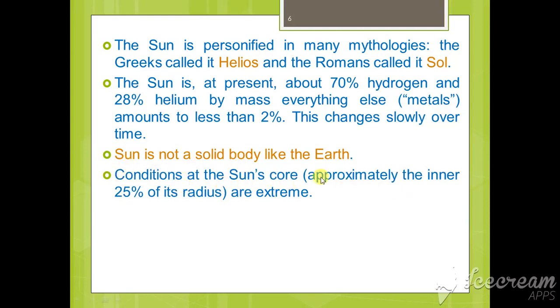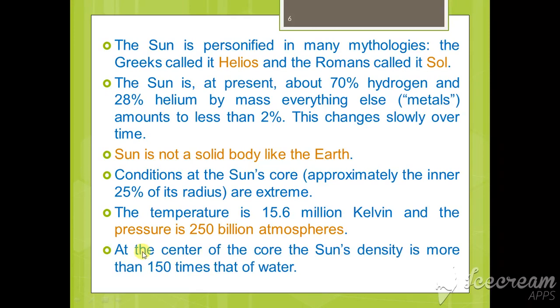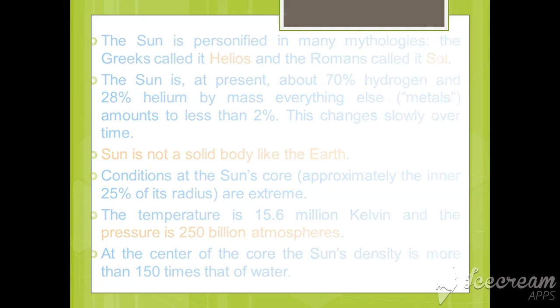Conditions at the Sun's core are extreme. Okay, I will discuss the extreme conditions, and the core is defined by approximately the inner 25% of its radius, which is known as the core. The temperature is 15.6 million Kelvin and the pressure is 250 billion atmosphere at the core. Okay, 250 billion atmosphere. It's huge. At the center of the core, the sun's density is more than 150 times that of water. Okay. So these are the extreme conditions at the center of the sun.